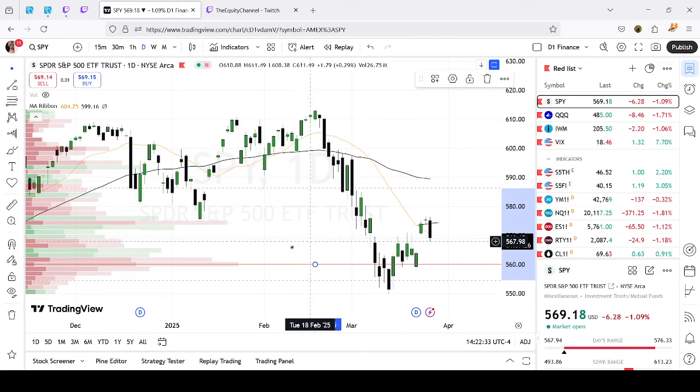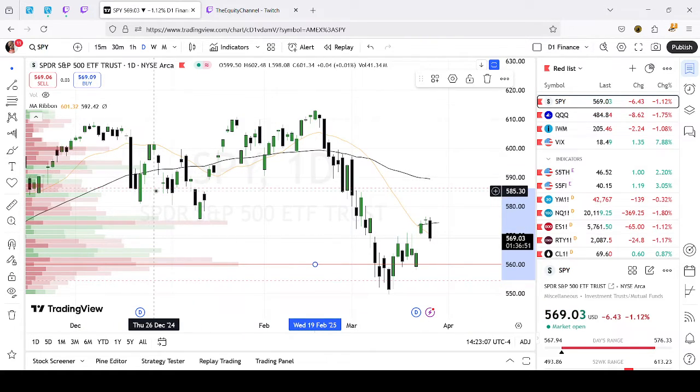Now, starting with your volume nodes, just so we can get an understanding. Your volume nodes make up the profile. So that's all these little points coming out of the left side of the chart here. Now, the anchored volume profile usually sits on the right side. I move it to the left side because I think it's more useful over here than crowding my chart on the right-hand side.